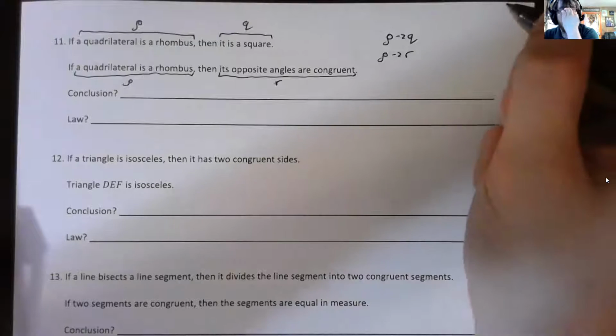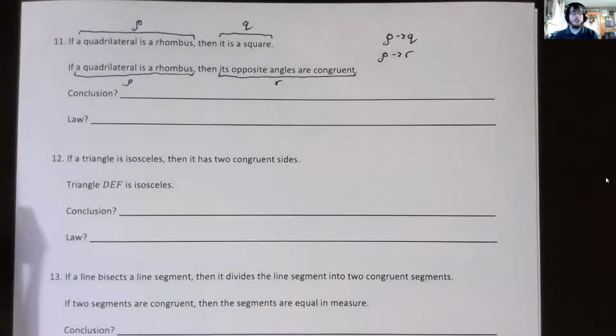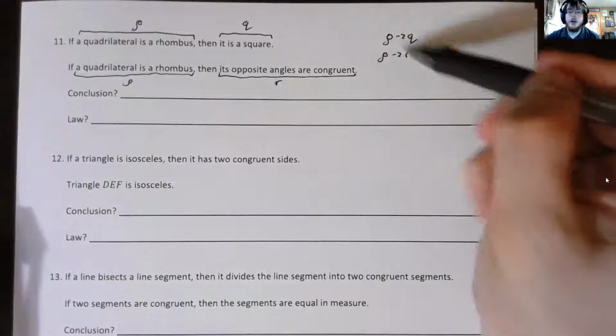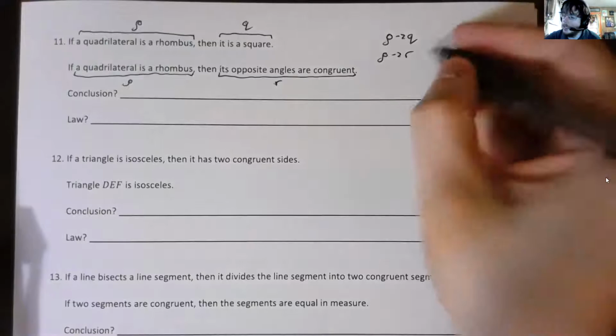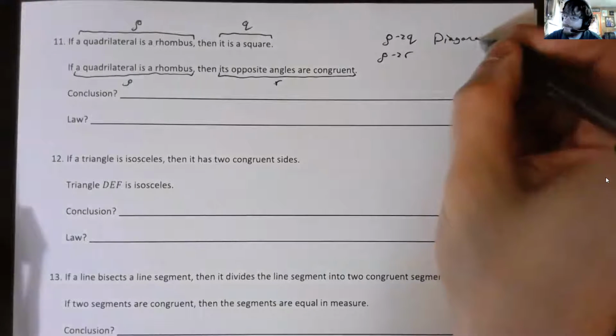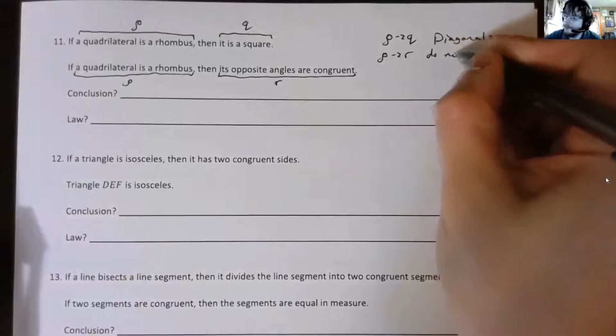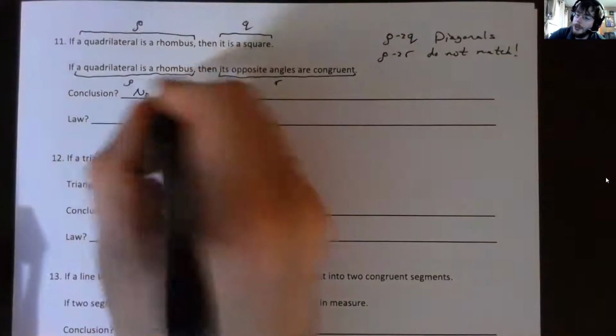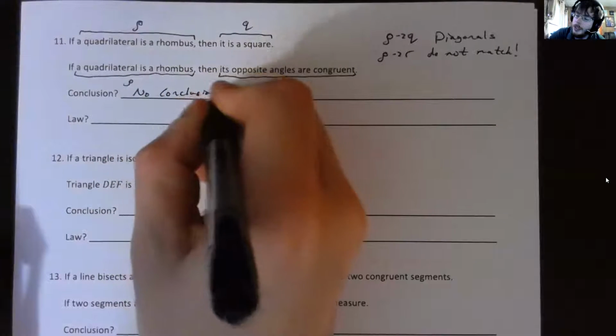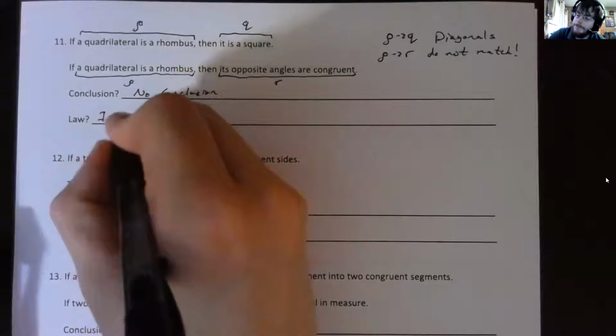Now with this, remember, you have two if-then statements, so you need to make sure that your diagonals are matching. And do your diagonals match in this problem? Well, we have a P and an R on this diagonal and a P and a Q on this diagonal, so they don't match. So the diagonals don't match. That means this would be no conclusion, and the law would be invalid.